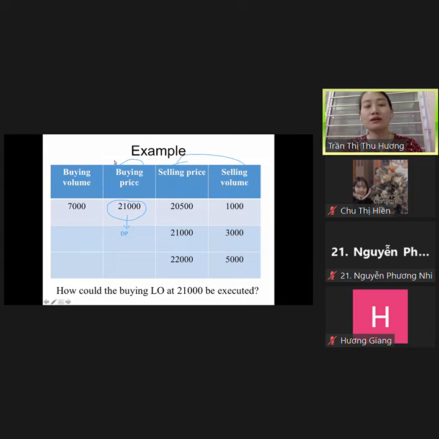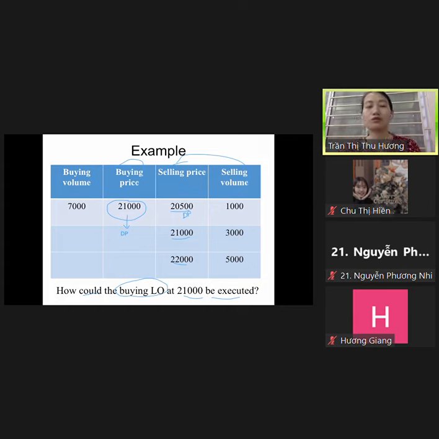Now look at the selling side. In the selling side, we have three prices available here. There are three limited orders, okay? And they are also called determined prices. Now we have three determined prices: 20.5, 21, and 22,000 dong. They are selling prices. Now the question here is, how could the buying LO, the buying limited order at 21,000 dong, be executed?